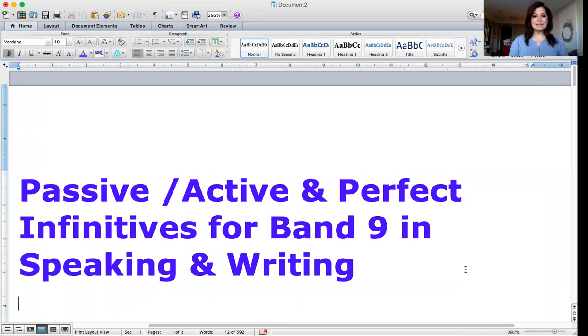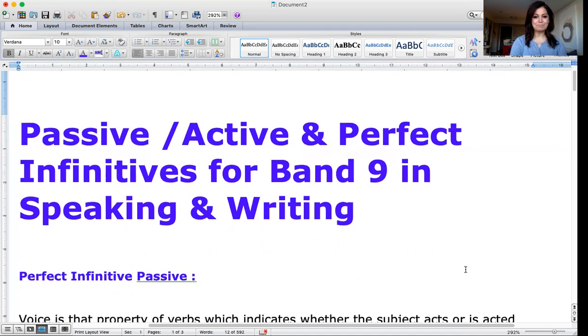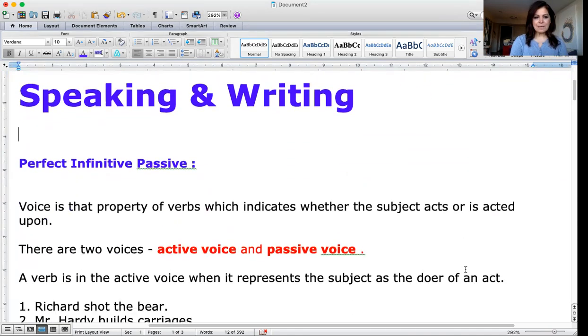So today's lesson is about passive, active, and perfect infinitive for Band 9 in speaking and writing, or any academic writing at colleges and universities, or even in business. The first step is using passive voice. If you're not writing a report, avoid using passive voice because it makes your writing not so clear and it makes your writing boring. But in academic writing, you must be able to use passive voice versus active voice.